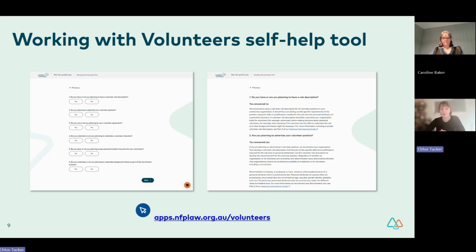Based on your yes, no, or unsure answers to these questions, it will give you information about the legal issues you might want to consider. And it will also tell you where to find more information about each of these topics in our National Volunteering Guide. It's a very helpful way to get some tailored information based on your specific circumstances and can help you navigate all that information in the National Volunteering Guide.